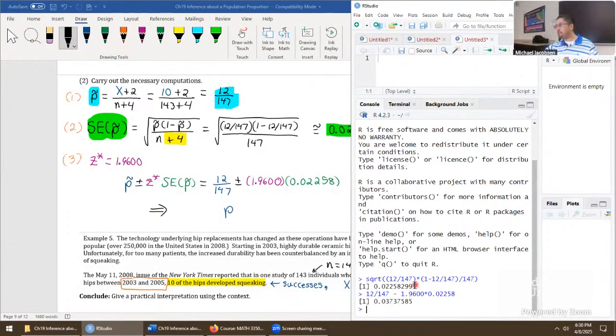Now, here we kept 4 significant digits, but now we're dealing with a percentage. I probably would just round this to the 4 decimal places, because later on I probably would convert it to a percentage, and that would be sufficient places. So this would round to 0.0374.